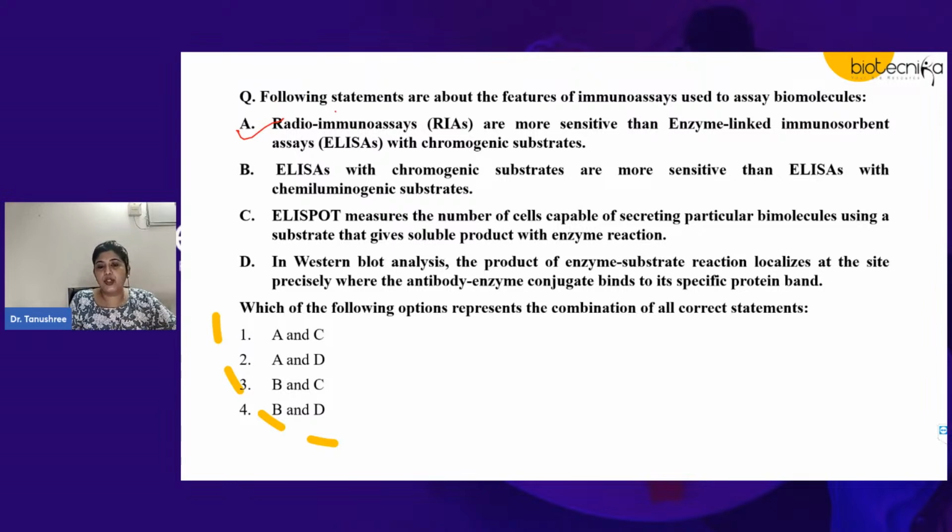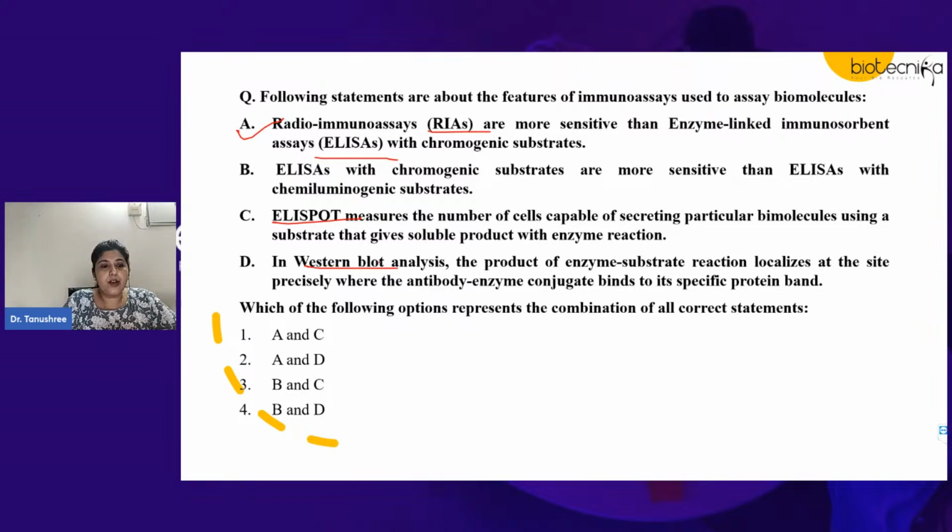Like one such question is shown over here. In the question, RIA is also given, ELISA is also given, ELISpot is also given, and Western blot is also given. So unless you are familiar with the principle and application of each and every technique, you cannot answer such questions. This is the reason in the very beginning I told you that if you're preparing for this subunit, you have to study all the techniques given in this subunit.